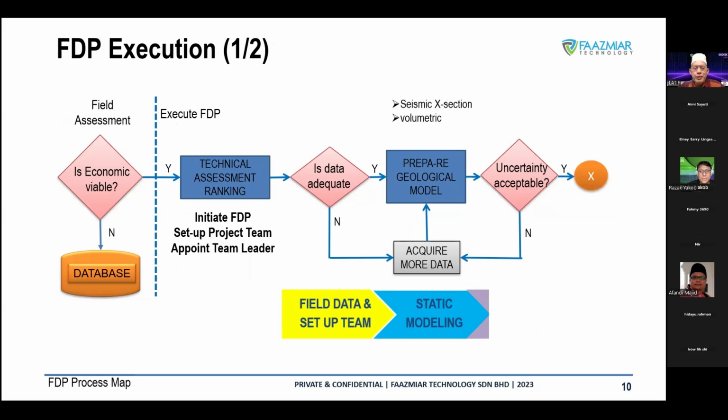For field assessment, like I think we discussed just now about economic viability. Once you decide on the economic, then you plan for your FDP. Of course, this is only the planning stage. It's not the execution stage yet. So the initial FDP, we set up a project team, appoint the team leader, the project manager, and then we start to really see the data.